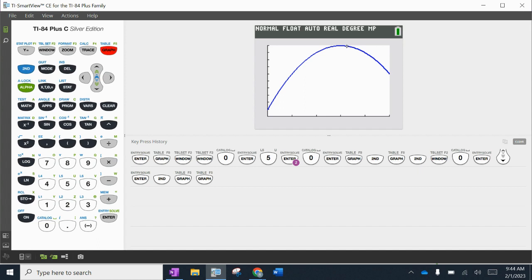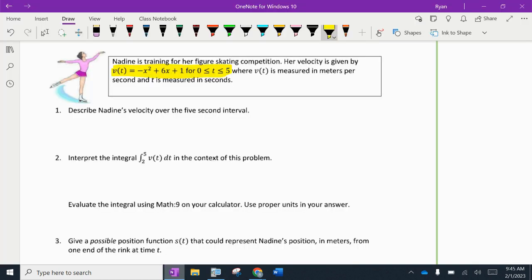And then after 3 seconds, her velocity is still positive. How do we know she's slowing down? Because velocity is positive and acceleration is negative. So describe her velocity over the 5-second interval. I could say her velocity is increasing for the first 3 seconds and it's decreasing for the final 2 seconds.